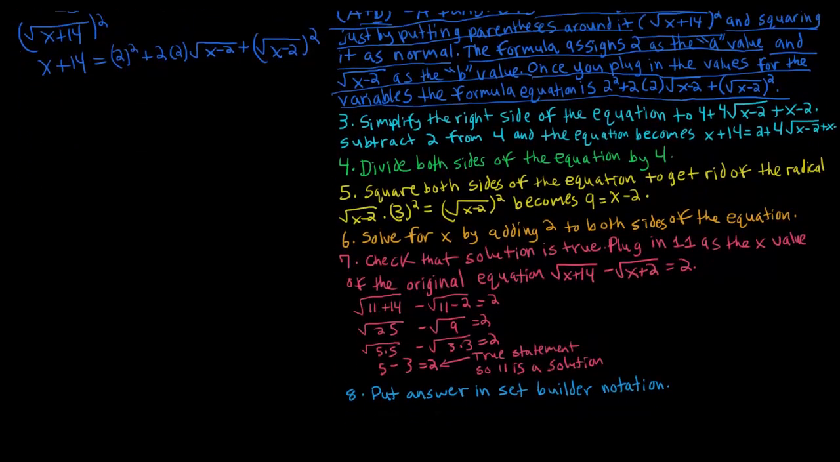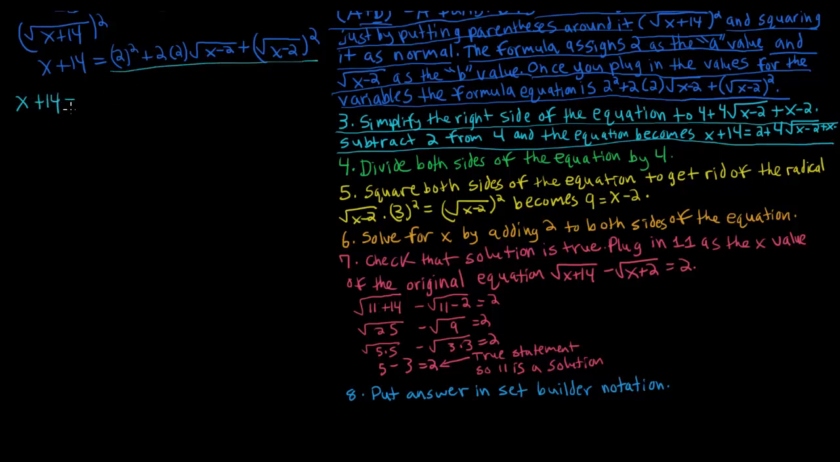Now moving to step 3, we want to go ahead and simplify the right side of the equation to 4 plus 4 square root of x minus 2 plus x minus 2. We want to subtract 2 from 4, and the equation becomes x plus 14 equals 2 plus 4 square root of x minus 2 plus x. So we're trying to simplify the right side of this equation.